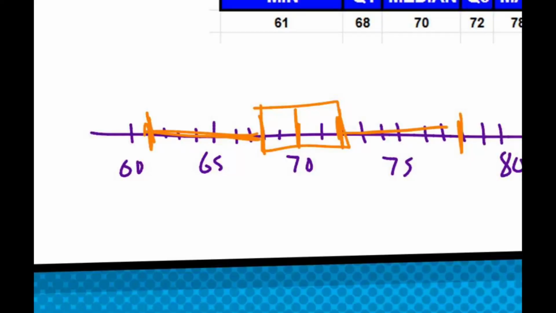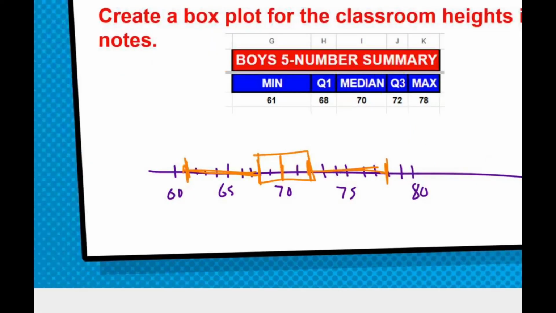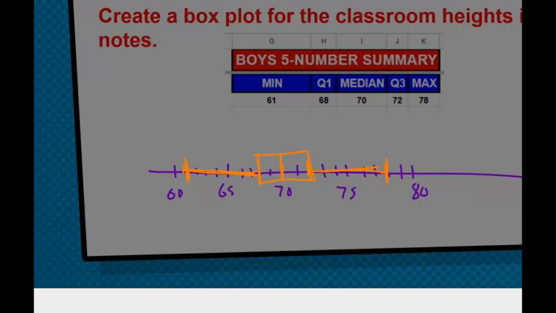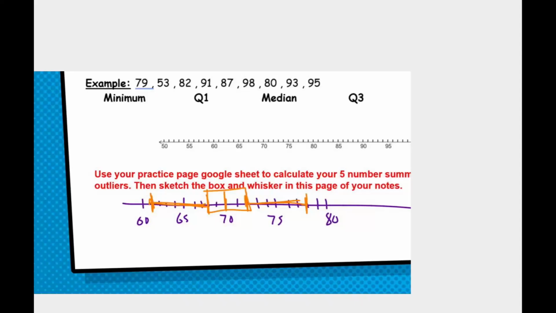And we should notice this is fairly symmetric, and it should be, because this is a normal distribution. So anyways, we'll talk more about that next time. But this would be a box plot of the boys. The girls would look the same with just different numbers.